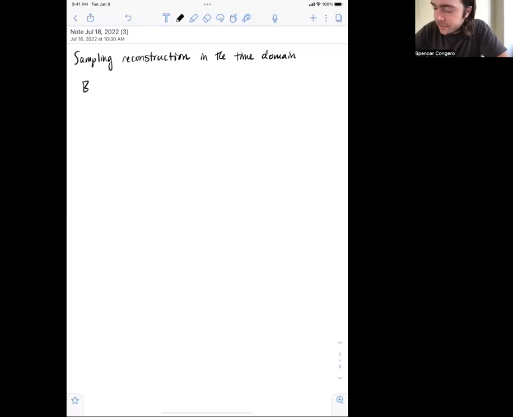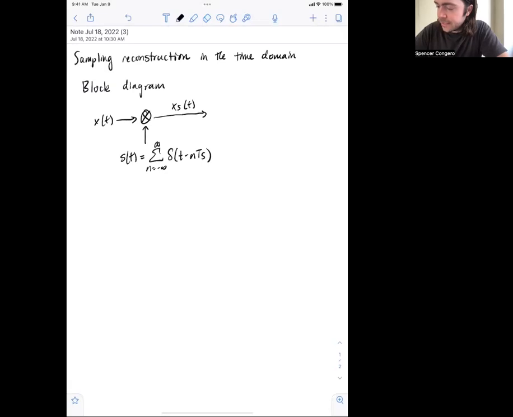So let me just remind you of the block diagram for sampling. Okay, well, I start with my x of t. I'm going to multiply it. Remember, that's just our symbol for multiplying the two signals here. I'm going to multiply it by my impulse train that has sampling period T sub s. What I get out is my sampled signal, x sub s of t. Then I'm going to put it through an LTI system, and I'm going to get out my y of t.